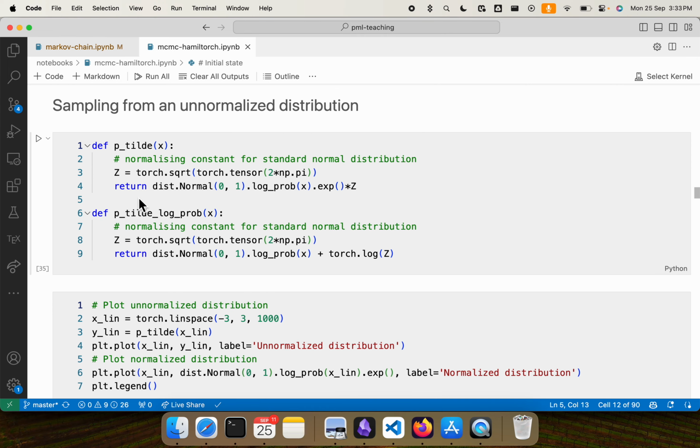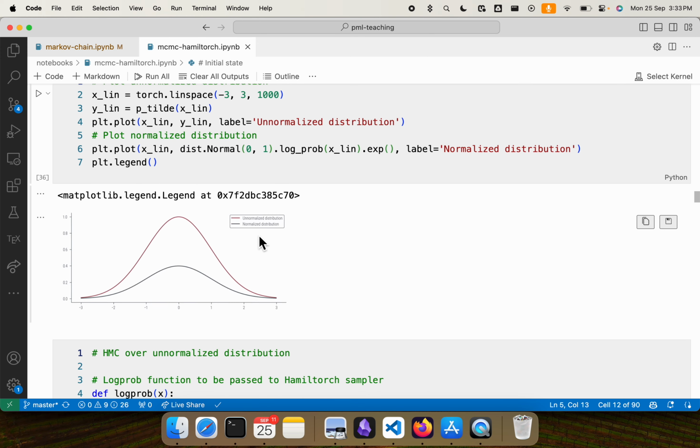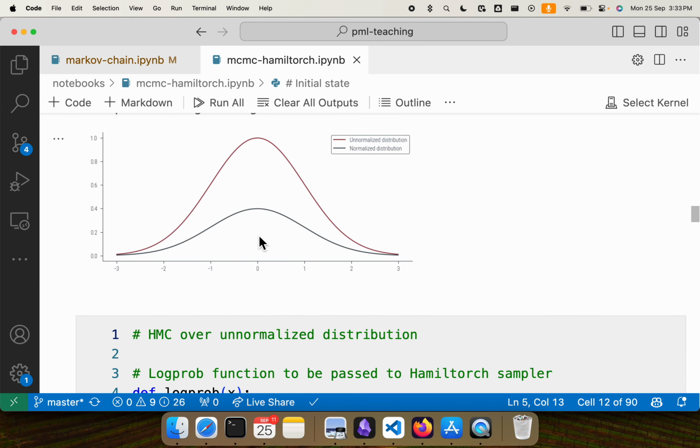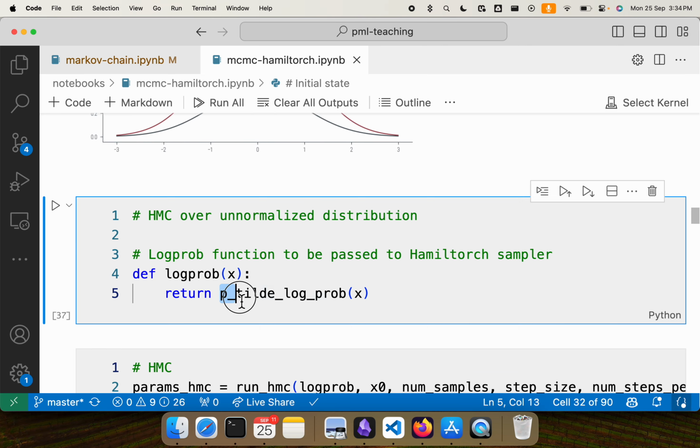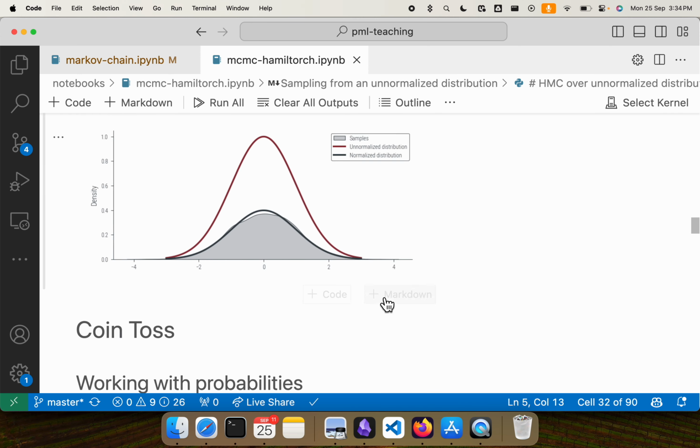Then we took the more realistic example where we have access to an unnormalized distribution, we don't have access to the normalized one. We took that one as P tilde of x, which is the normal distribution multiplied with Z, where Z is the normalizing constant for a univariate Gaussian, and we can clearly see that the unnormalized and normalized distributions look quite different in terms of the amplitude. That is the only difference, but we just give access to the log prob of the unnormalized density.